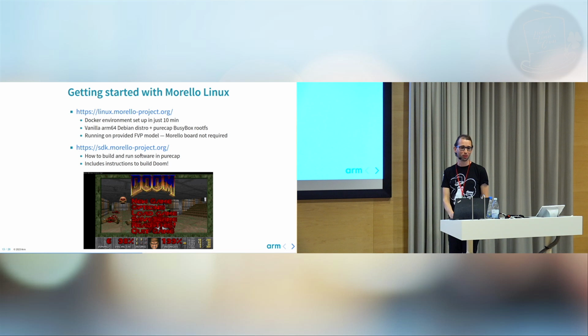What is important when porting, when having a new API or new architecture? Of course, it's Doom. So we have these guides now on our website. The first one allows you to set up a Docker environment. You can run that on pretty much any machine. Set up in just 10 minutes, and you get a vanilla standard 64-bit distro plus a pure cap root file system with BusyBox. And that's running on the fast model, so you don't need to have a board.